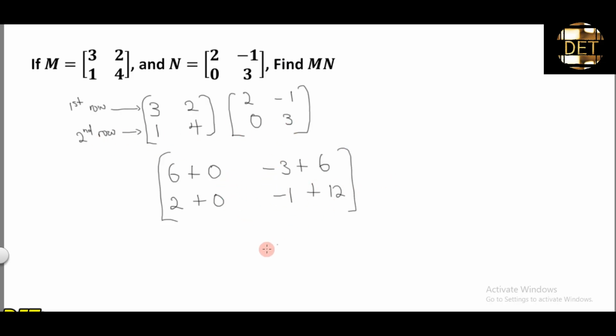So the next thing I will do is to add. So this will now be equal to 6 plus 0 will give me 6. 2 plus 0 will give me 2. Minus 3 plus 6 will give me 3. Minus 1 plus 12 will give me 11. So this is my answer to this matrix.